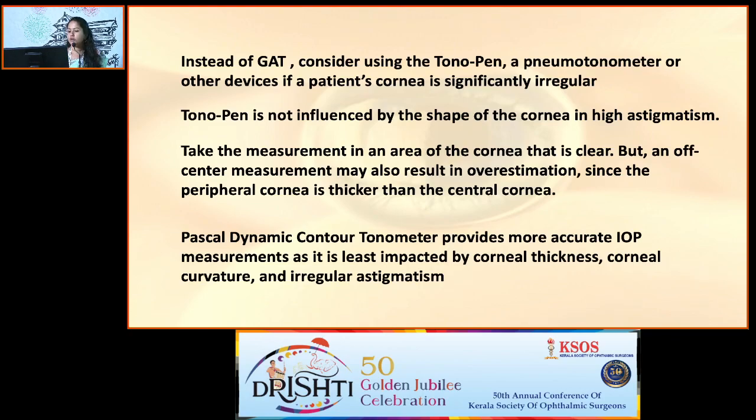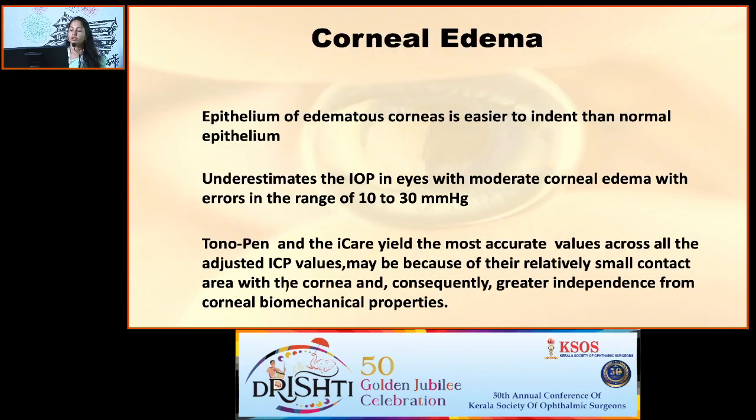And Pascal dynamic contour tonometer would be better because it is least impacted by corneal thickness, corneal curvature, or irregular astigmatism. In corneal edema also there would be thickening, but here the cornea would be more soft and squishy, and the epithelium of the edematous cornea is easier to indent than a normal epithelium. Hence the IOP that is measured in corneal edema would be lower.